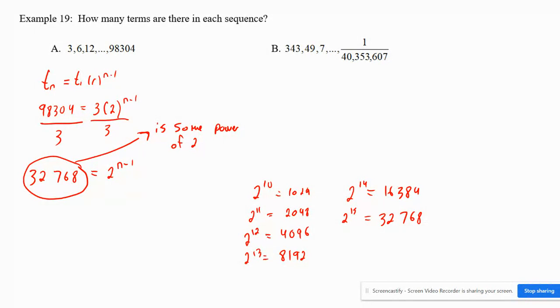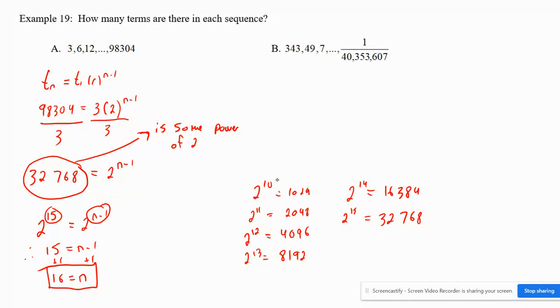So this means that this number can be replaced by the exponent power. 2 to the power of 15 is 2 to the n minus 1. Now, the idea is, if these are equal and they're both base 2, that means this exponent should equal this exponent. That means 15 equals n minus 1. And we add 1 to both sides. 16 equals n. Okay, so that's how this works over here.